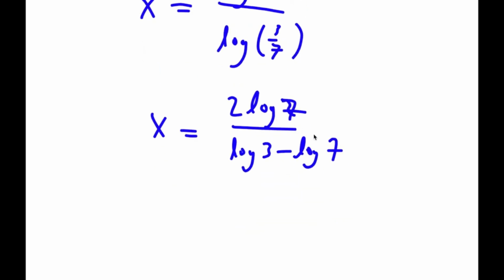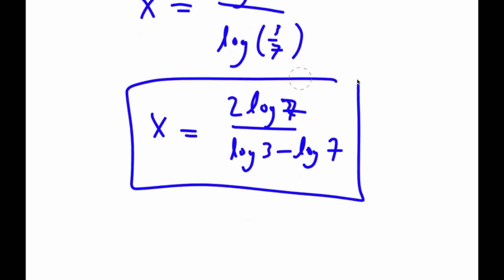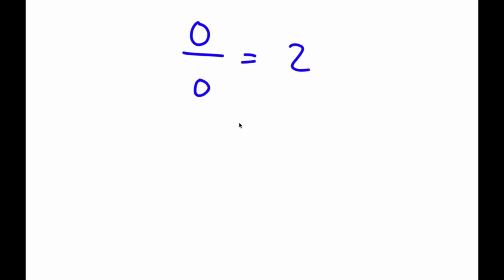So this is my final answer. Alright, so in this problem, I'm going to be proving that 0 divided by 0 is equal to 2.